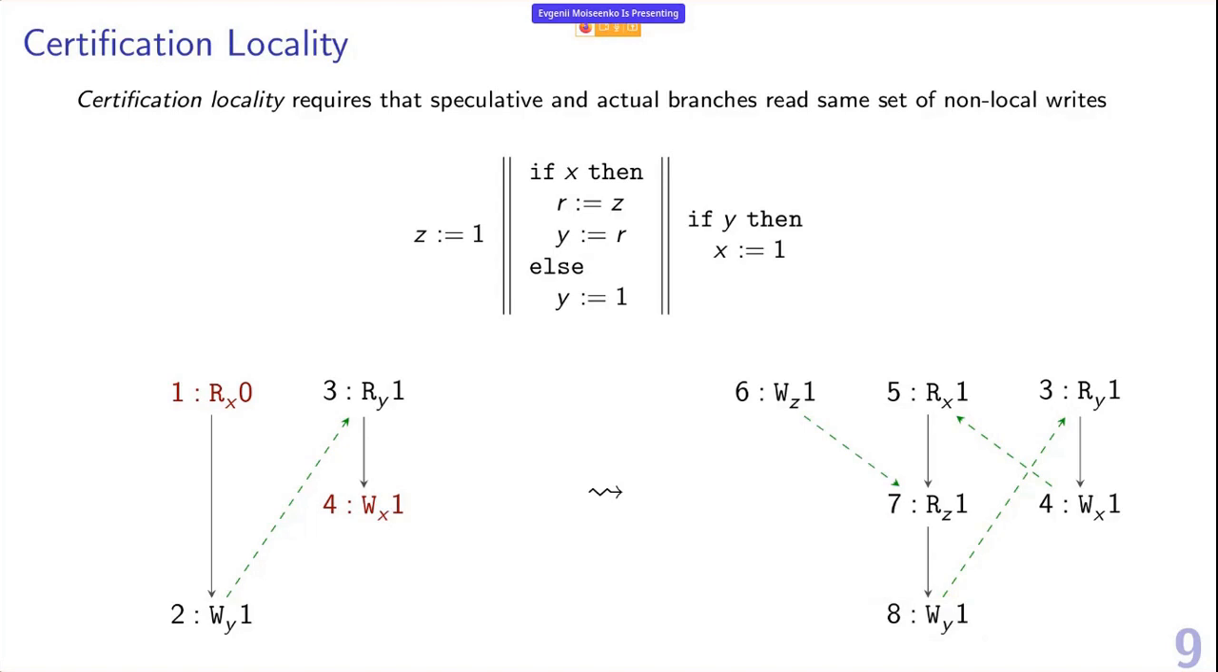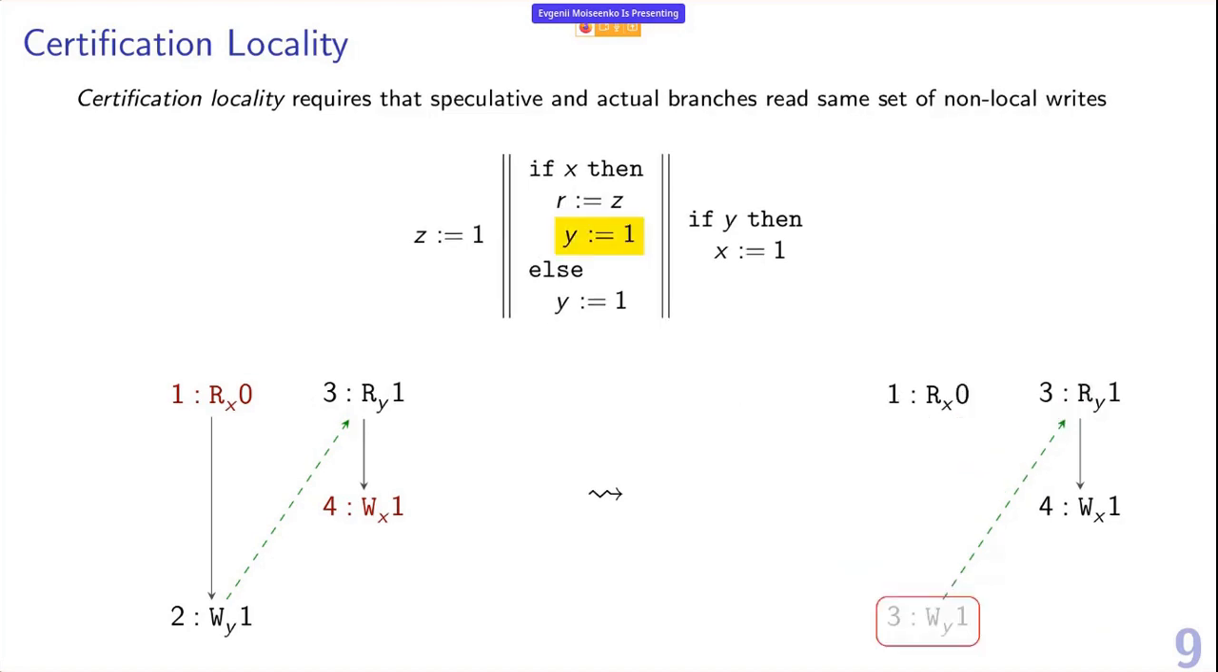Certification locality forbids this pattern, and it justifies it as follows. We forbid it because here we have a read event that reads from a write that wasn't observed by the speculative branch, and thus it is a questionable program outcome. Certification locality allows the model checker to perform certification immediately and quickly and locally by re-executing only the thread in question.